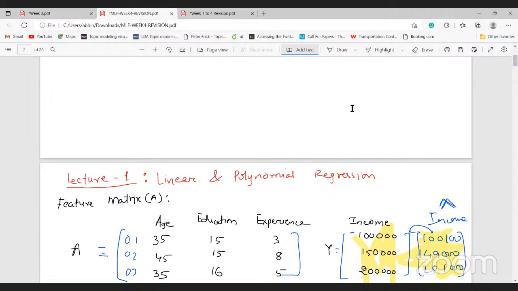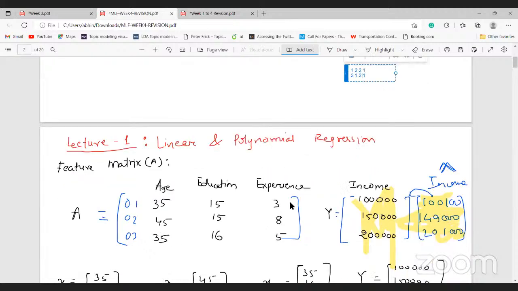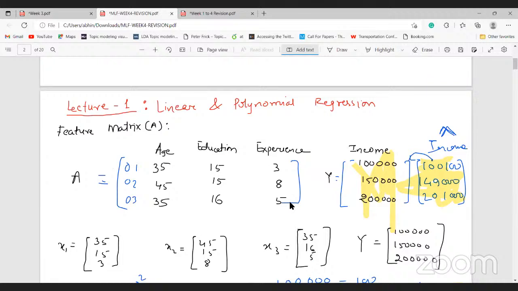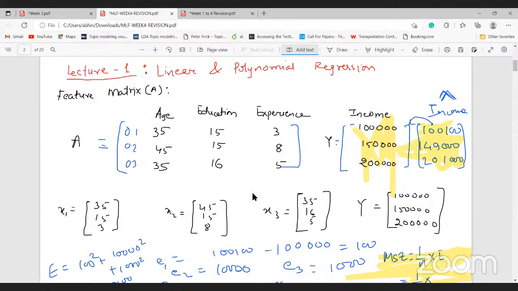What I'm trying to suggest is, suppose you have like this: 1 2 3, 1 2 2, and 2 1 2. You are saying there are 3 variables, right? You just want to know how many dummy features you should add. For every record you have to add only one, so basically you add only one column. Okay. Sir, in this example below, age, education, and experience, we will add only one column with 3 ones, right? 3 ones. Correct. So it will become 35 15 3 1, 45 15 8 1, 35 16 5 1.